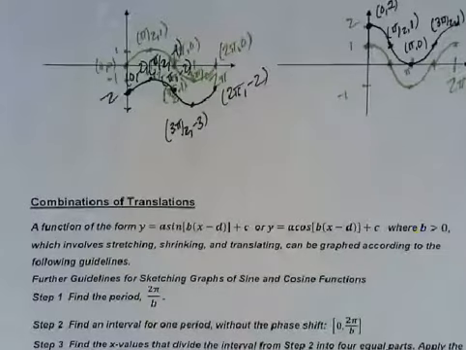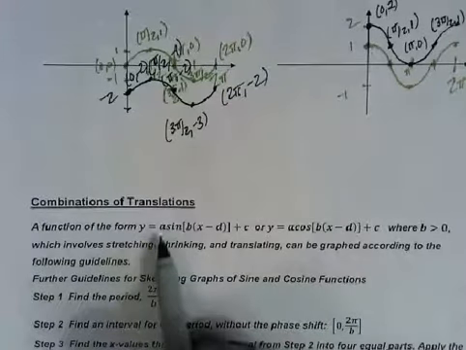The next thing we're going to talk about is doing combinations of translations. Here we can have any combination of horizontal and vertical translations. That means we can have horizontal stretches or shrinks that change the period of the graph. We can have phase shifts, which are the same thing as horizontal shifts, either to the left or to the right. We can have vertical stretches or vertical shrinks.